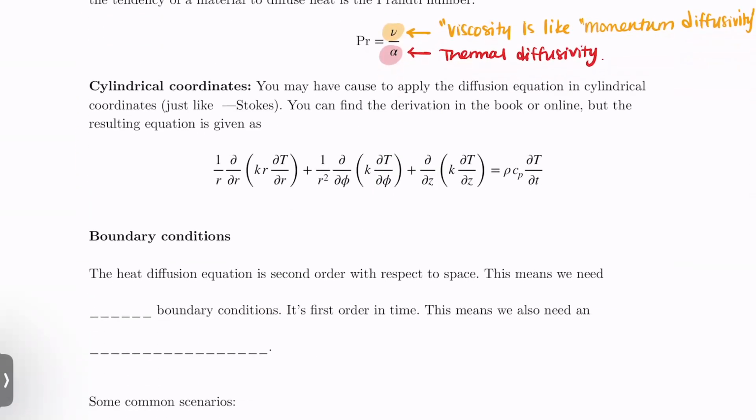It could arise that you want to apply this diffusion equation in cylindrical coordinates. This should be Navier-Stokes. Just like how we looked at Navier-Stokes in cylindrical coordinates, in a very hand-wavy way, that's more intermediate fluids. You can look at the derivation if you want in the book or find it online. But the same equation in cylindrical coordinates looks like this.